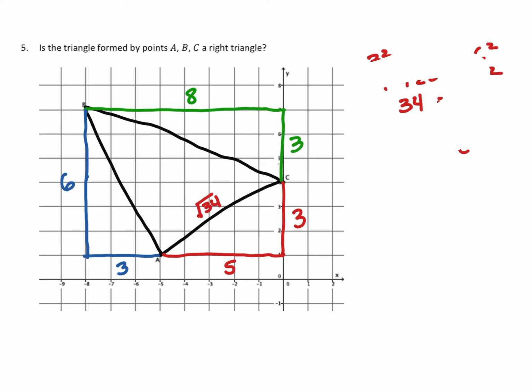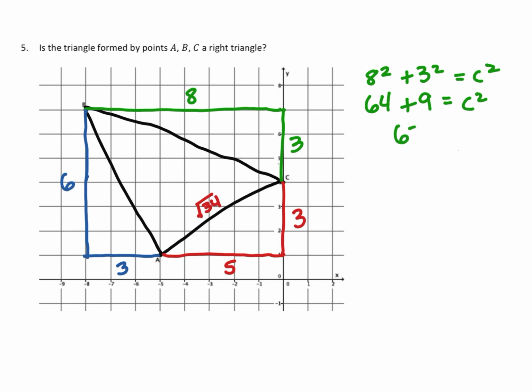Now we're going to do the green triangle. 8 squared plus 3 squared equals that hypotenuse squared. 8 squared is 64, 3 squared is 9. When you add those together, you get 63. So we square root both sides, and c equals the square root of 63.